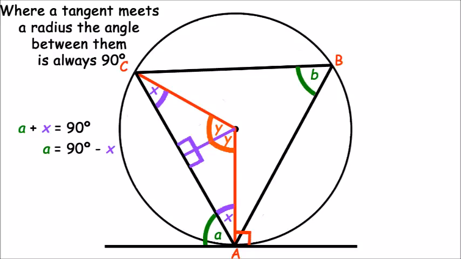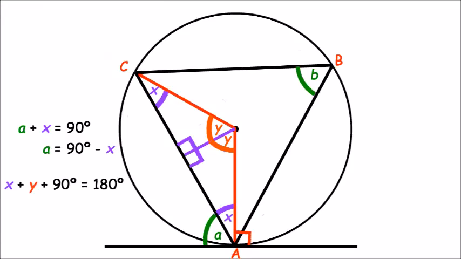We also know that the sum of the angles of a triangle is equal to 180 degrees, and so we know that x plus y plus 90 degrees equals 180 degrees. And if we rearrange this in terms of y, we get y equals 90 degrees minus x. And so we can say that a equals y.